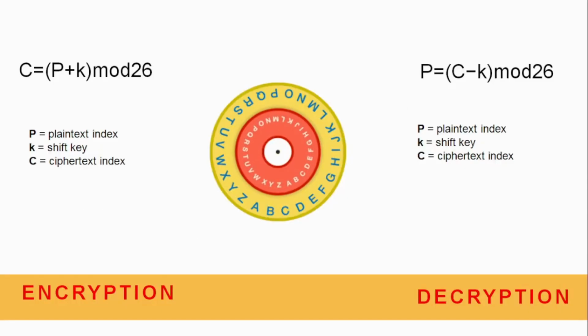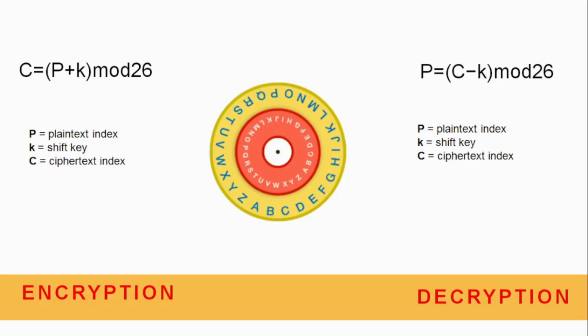Now, let's discuss the terminology used in the Caesar cipher. Here P is called the plain text, C is called the cipher text, and K is called the shift key. We consider the positions of the alphabet A to Z from 0 to 25 because we have 26 letters. As per the encryption formula of the Caesar cipher, C equals (P plus K) mod 26.